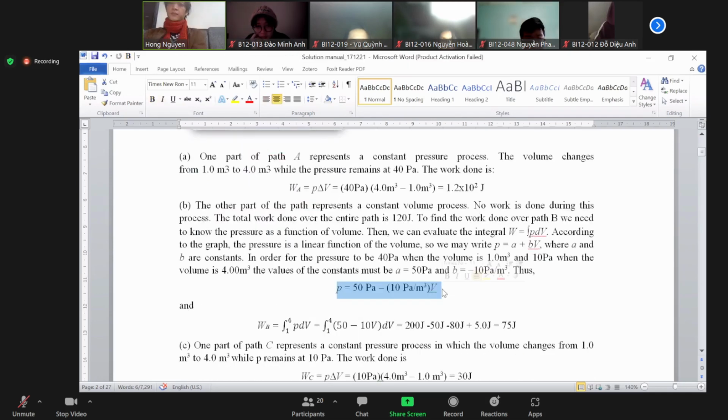And then you replace the pressure, this expression of pressure, through this formula. This one is to calculate the work done by any process. Okay, any process. No matter what process, this is always true. Then you should be able to find this result.